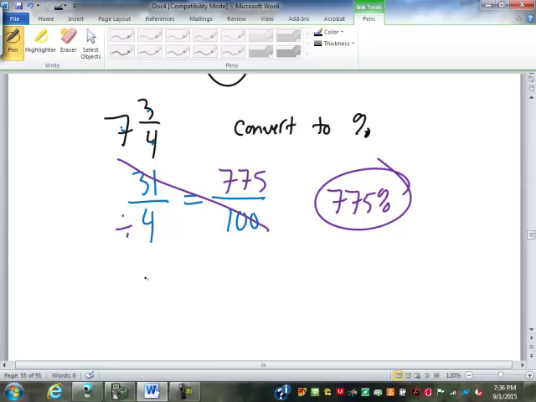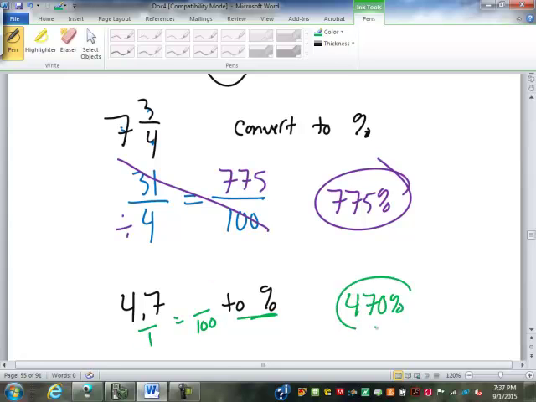If I asked you to convert 4.7 to a percent, what's it going to be? It's going to be 0. Careful. To a percent. From a decimal to a percent. Remember, decimal's out of 1, a percent is out of 100. So that's going to be 470. Perfect, Cody. 470%.